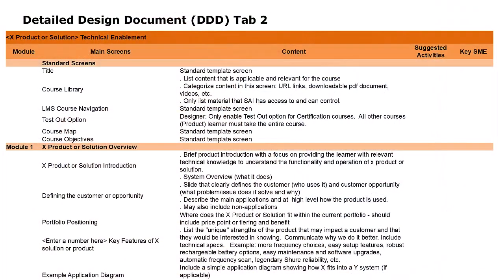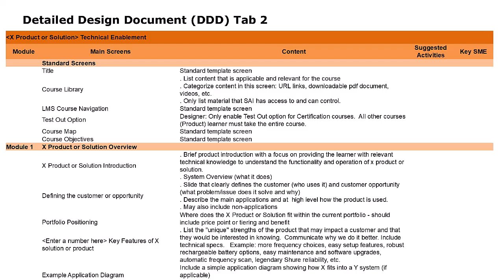Then we get over to tab 2, and tab 2 is where you have this detailed course outline. And the first thing you'll see is this is a spreadsheet. And what you have is different columns. In our columns, you've got module, main screens, content, suggested activities, key subject matter experts, and then the columns go on to source material.